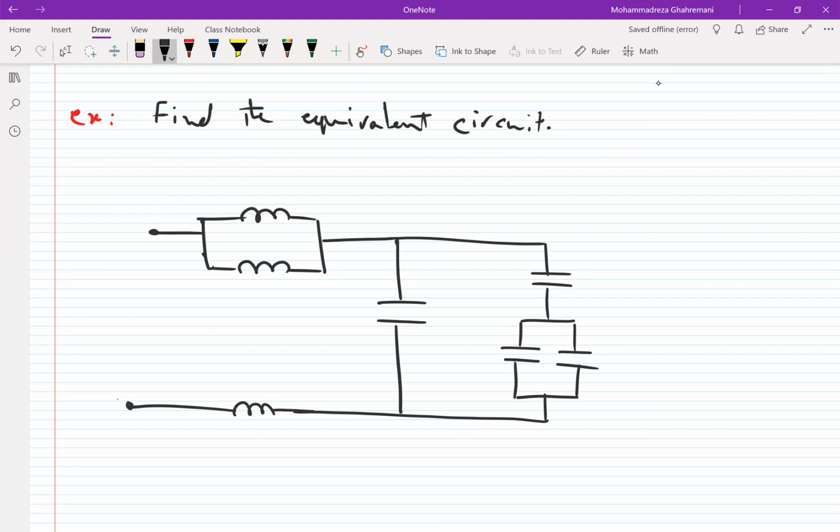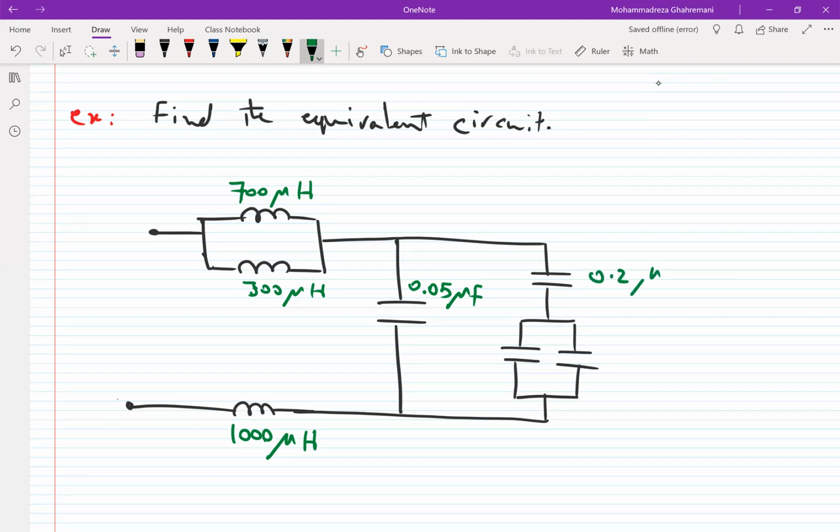The values for these elements are 700 microhenry, 700 microhenry, 300 microhenry, 1000 microhenry, 0.05 microfarad, 0.02 microfarad, 0.1 microfarad, and again 0.5 microfarad.